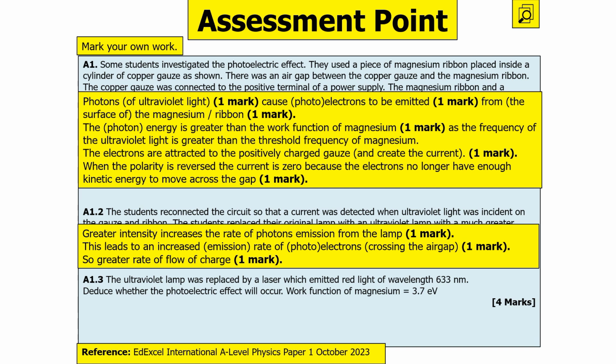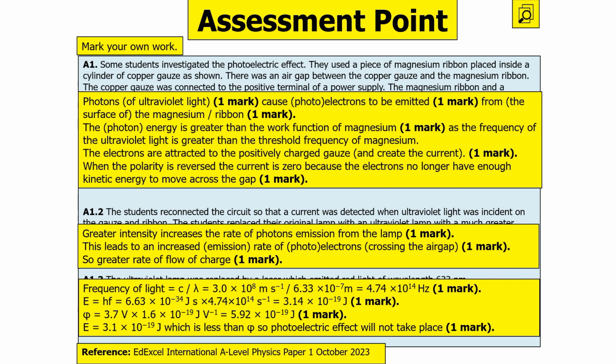Now in this next question, we've got the wavelength, so we can work out the frequency of the light by doing f equals c over lambda. c is the speed of light because it's a photon. Therefore, we can work out the frequency. We can say E equals hf, and we work it out to be 3.14 times 10 to the minus 19 joules. Then we can look at the work function and put that into joules, by multiplying 3.7 eV by 1.6 times 10 to the minus 19. Compare the two factors. The energy of the photon is less than the work function, so the photoelectric effect will not take place.